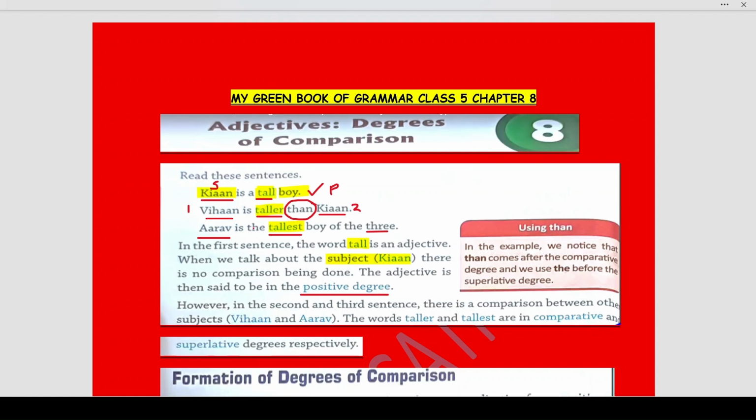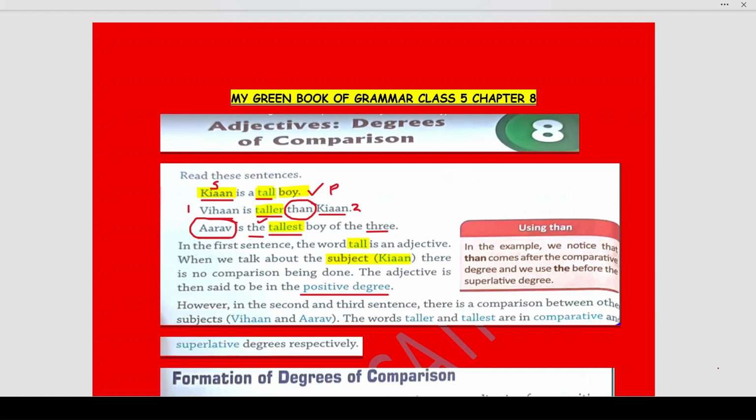And in the superlative degree, we use the because we are comparing Araf, the subject, to all the other subjects in the sentence. Okay, so we use the. This you have to remember that we use the before the superlative degree. Okay, so these are the important points which you have to remember.